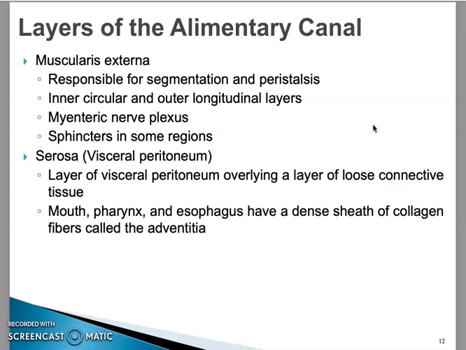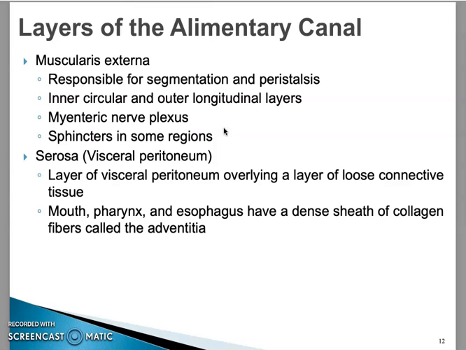And then it also is responsible for peristalsis, which is the involuntary movement, or I should say contractions, of the stomach walls to create alternate waves, which helps relax and contract the stomach to push the food through the digestive system. This has the inner circular and outer longitudinal layers, the myenteric nerve plexus, which is really responsible for the velocity and intensity of the muscle contractions to move that food through the stomach. Those nerves are responsible for that.